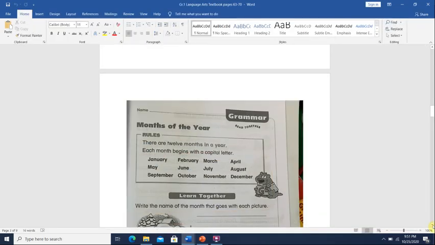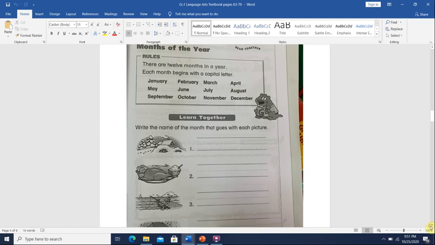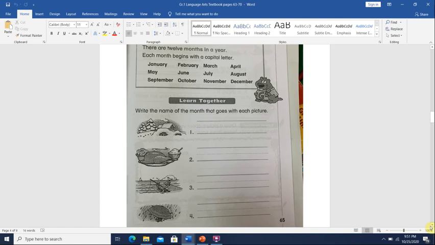All right, so in the language arts, it says here, write the name of the month that goes with each picture. So we're going to do page 65 and 66 in the language arts. I'm not sure if you guys took the seasons with Miss Angie in science or social yet. Okay, so here we know that there are 4 seasons in 1 year. We have winter, spring, summer, and autumn or fall.